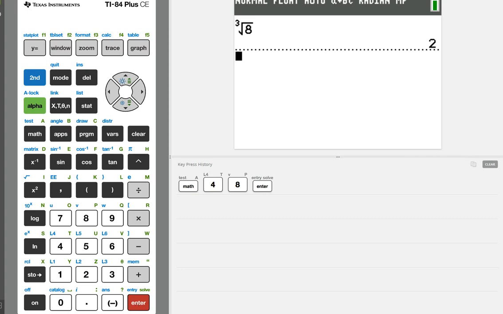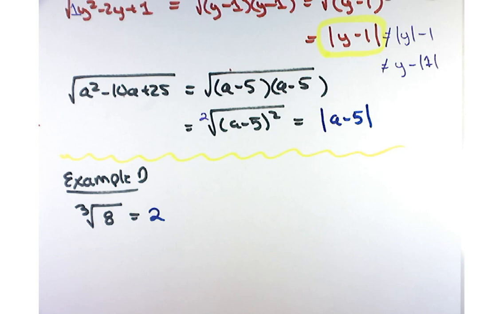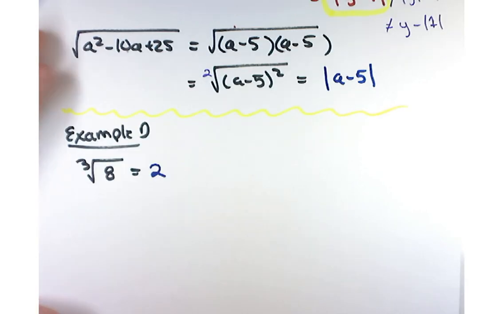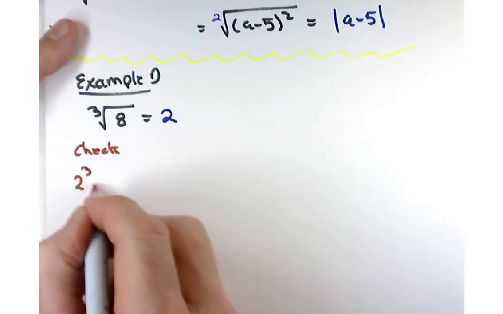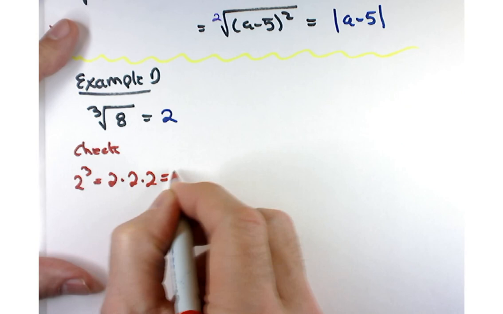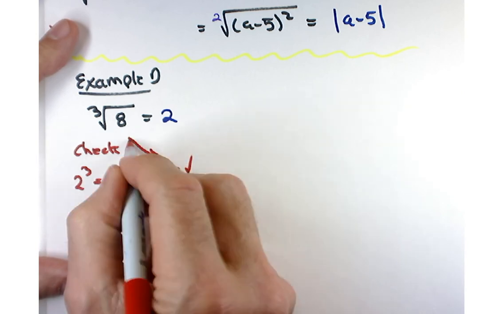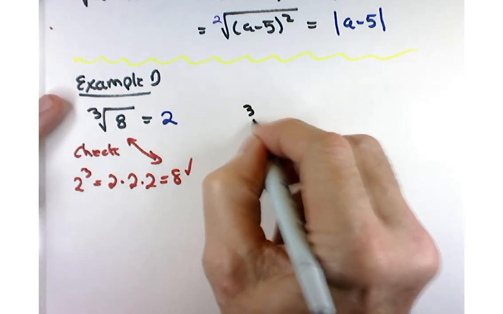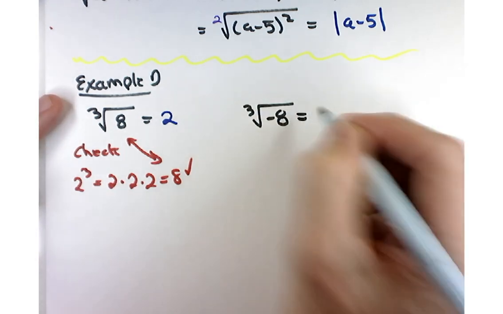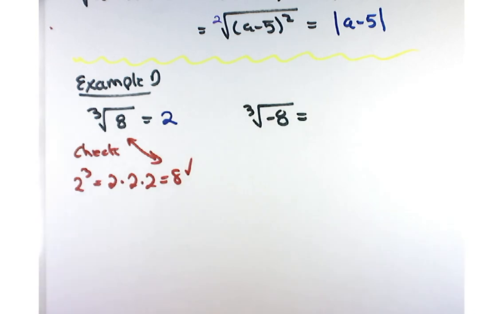But here's where cube roots are going to be different than square roots. By the way, you can check this by calculating 2 cubed, which is 2 times 2 times 2, and that's 8. And that matches. What if I gave you the cube root of -8? Can I even do that? I mean, for square roots, we couldn't take a square root of a negative number. You can. Yes. Ah, you can do the cube root of a negative number.